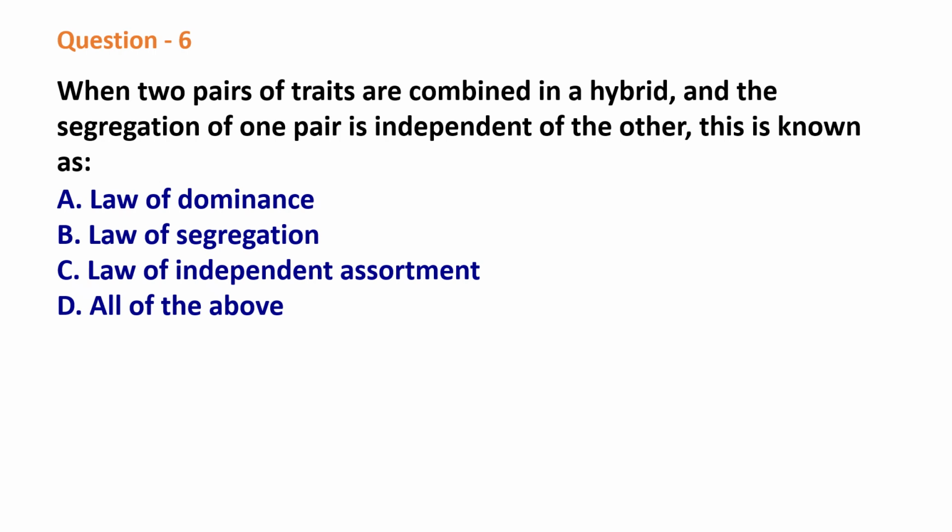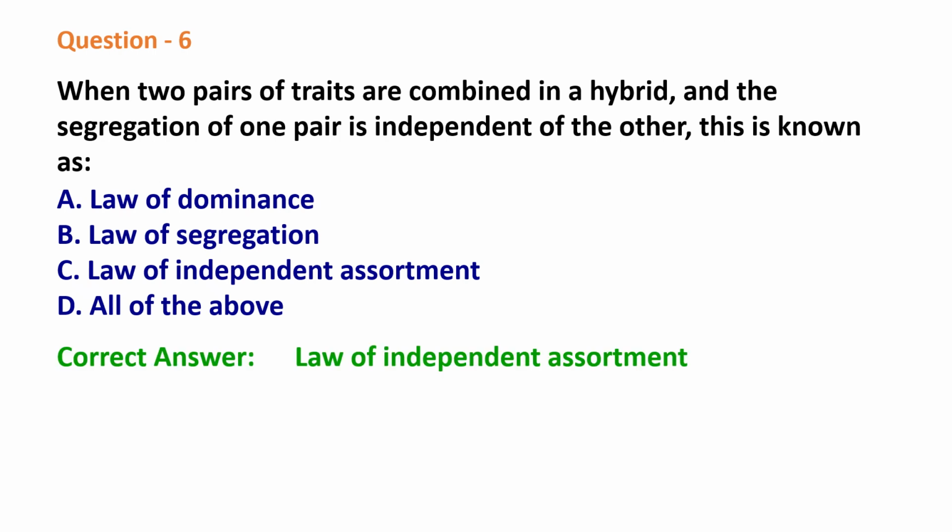Question 6. When two pairs of traits are combined in a hybrid and the segregation of one pair is independent of the other, this is known as: law of dominance, law of segregation, law of independent assortment, or all of the above. The correct answer is law of independent assortment. The statement in the question itself is very evident: segregation of one pair is independent of the other.